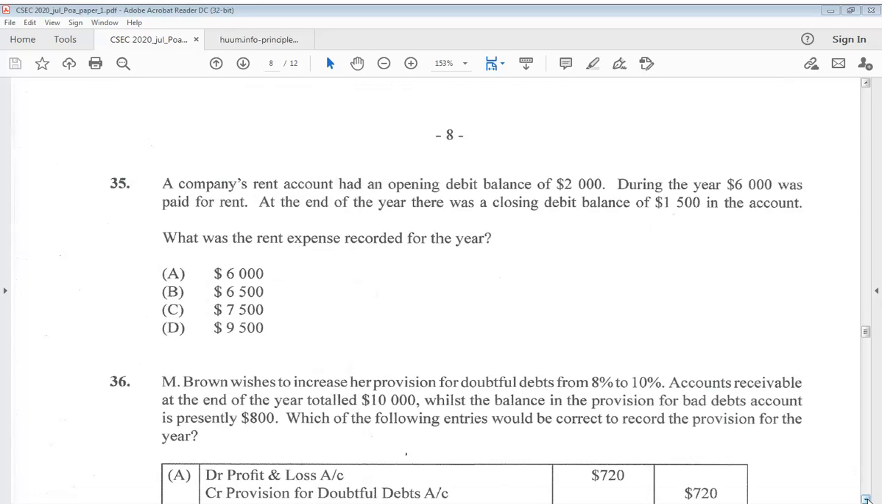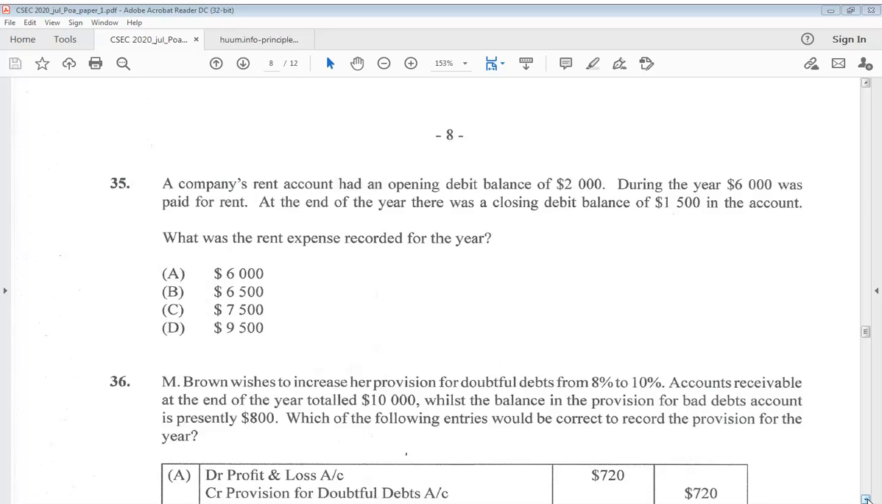Let's go to number 35. A company's rent account had an opening debit balance of $2,000. During the year, $6,000 was paid for rent. At the end of the year, there was a closing debit balance of $1,500 in the account. What was the rent expense recorded for the year? A, $6,000, B, $6,500, C, $7,500, D, $9,500.